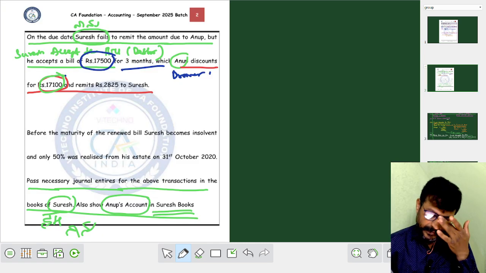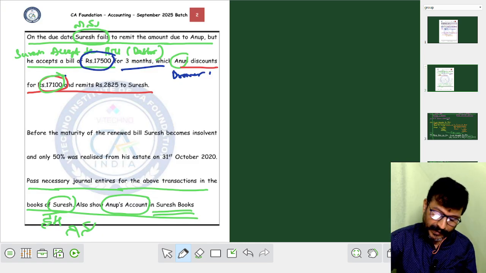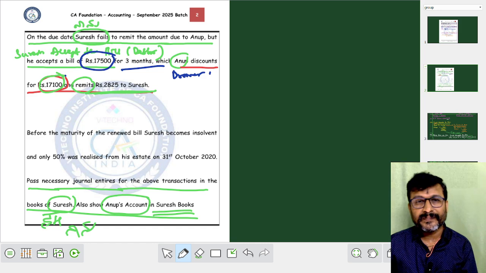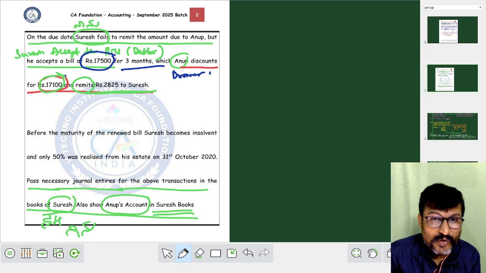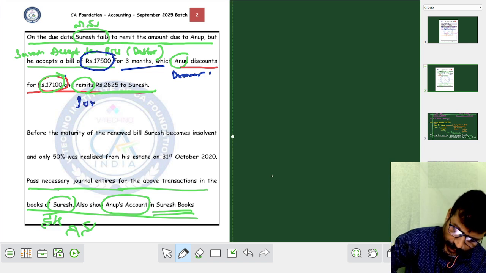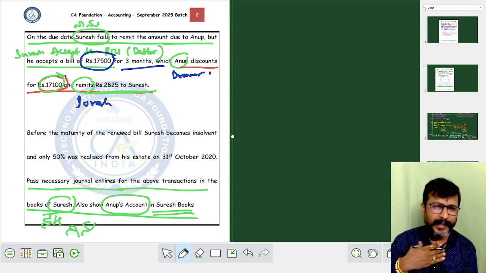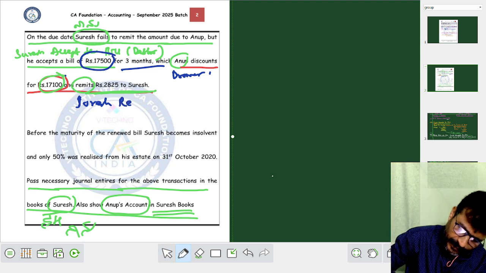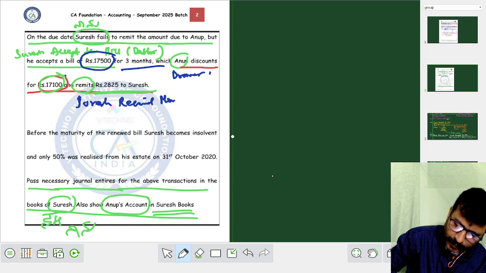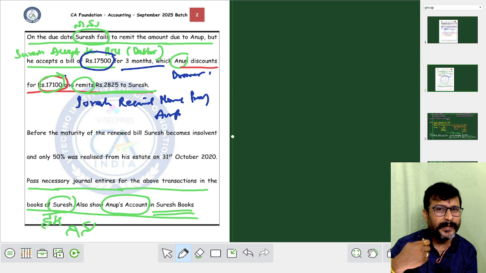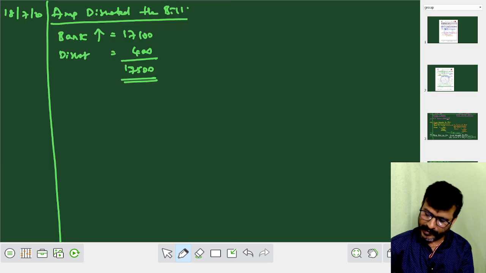What happened next? Before maturity, Anup remits 2,825 to Suresh. Remit 2,825 to Suresh means Suresh received it. Who is Suresh? We are Suresh, right? We are preparing entries in the books of Suresh. Suresh means we. Suresh received money from Anup. Let me write.